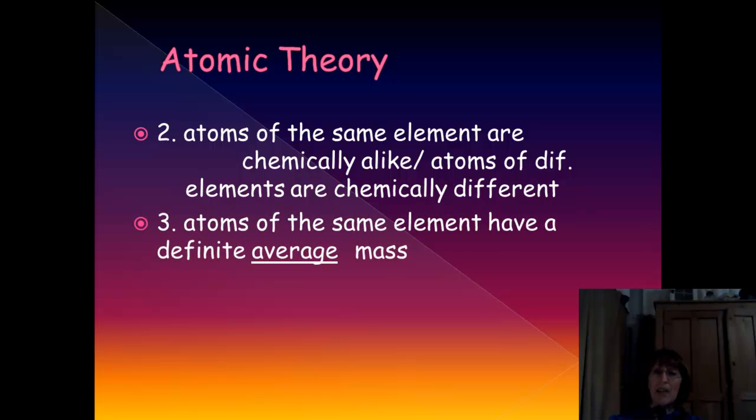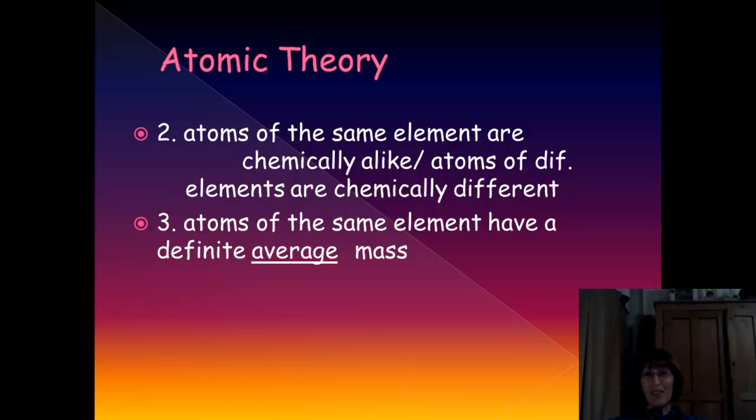Number 3, atoms of the same element have a definite average mass. That means if we get a whole bunch of gold atoms, we can look on the periodic table and find out what the average mass is, and that'll actually be what the mass is of the atom. So if you have 1 mole of gold atoms, they'll weigh a certain amount. And when I say mole, a mole is the amount of stuff that has 6.022 times 10 to the 23rd pieces in it. And we use that amount a lot in chemistry because it's not practical to say, well, we're going to pick up 1 gold atom. They're too tiny for us to deal with like that. So when we talk about an amount of atoms, usually we talk about them in terms of moles.